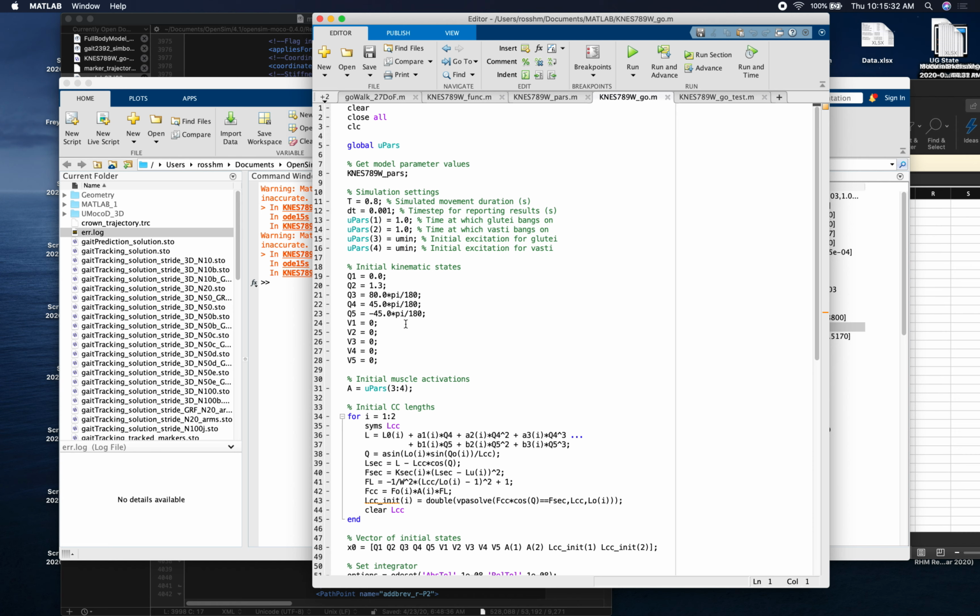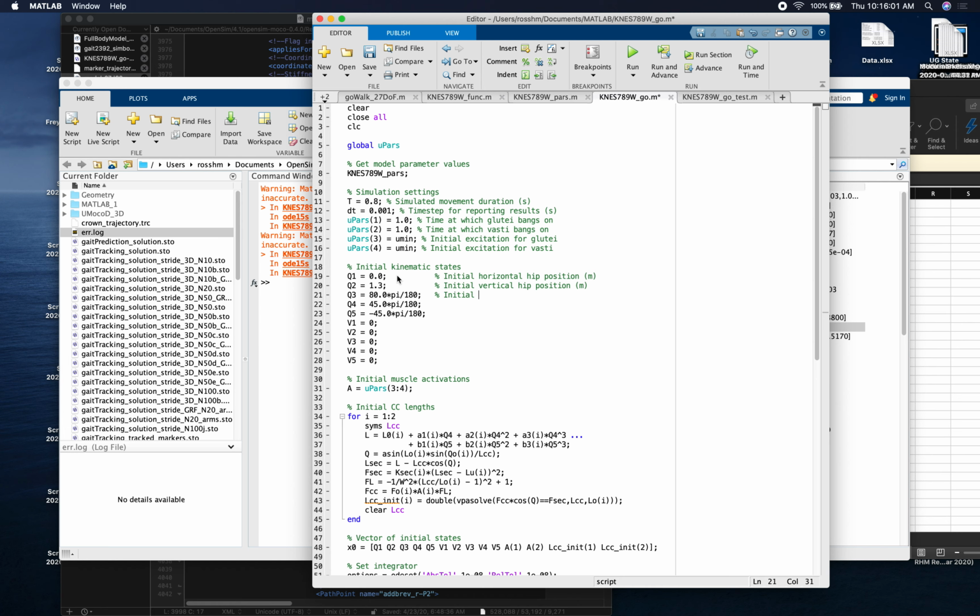We'll start here with the kinematics, and let's just remind ourselves what these kinematic variables are, these generalized coordinates. Q1 is the initial horizontal position of the hip. Call that hip position, and we specify that in meters. And Q2 is the initial vertical position or initial height of the hip, and we also specify that in meters.